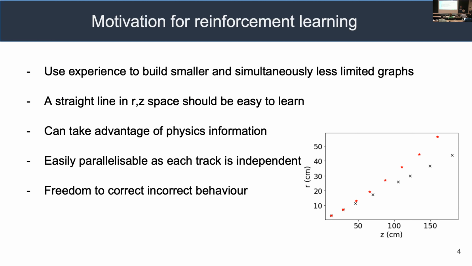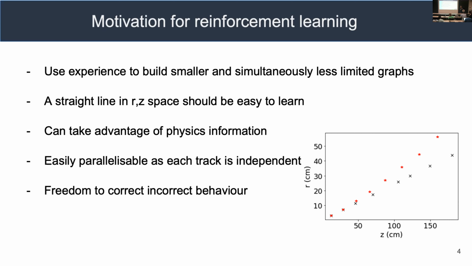As you might know, reinforcement learning has an agent that acts in an environment. And maybe you could have that agent almost build a track. So that could maybe build smaller graphs. If it has a good idea of where it's going to go, then maybe that would give you a smaller graph. And if you use an RZ space, most tracks should be a straight line. So that should be fairly easy for a reinforcement learning agent to learn.